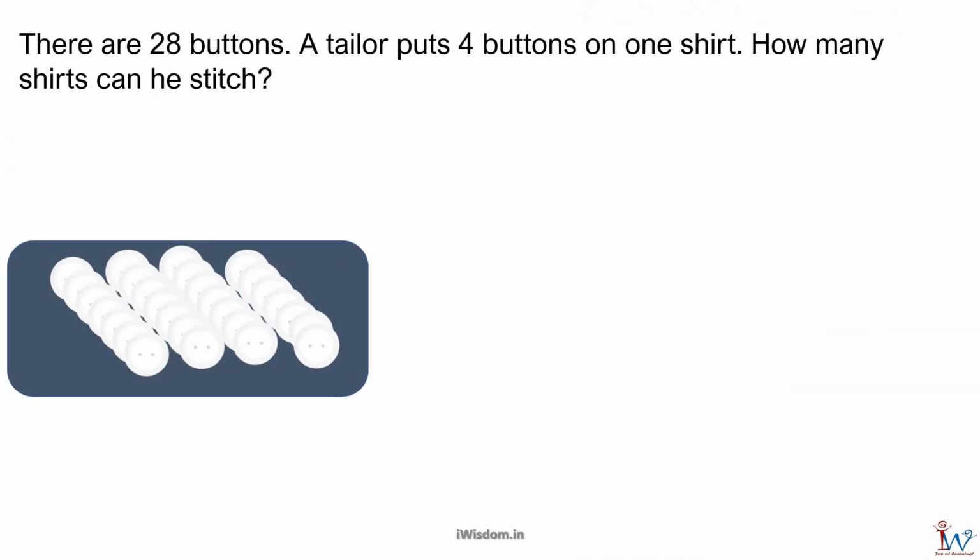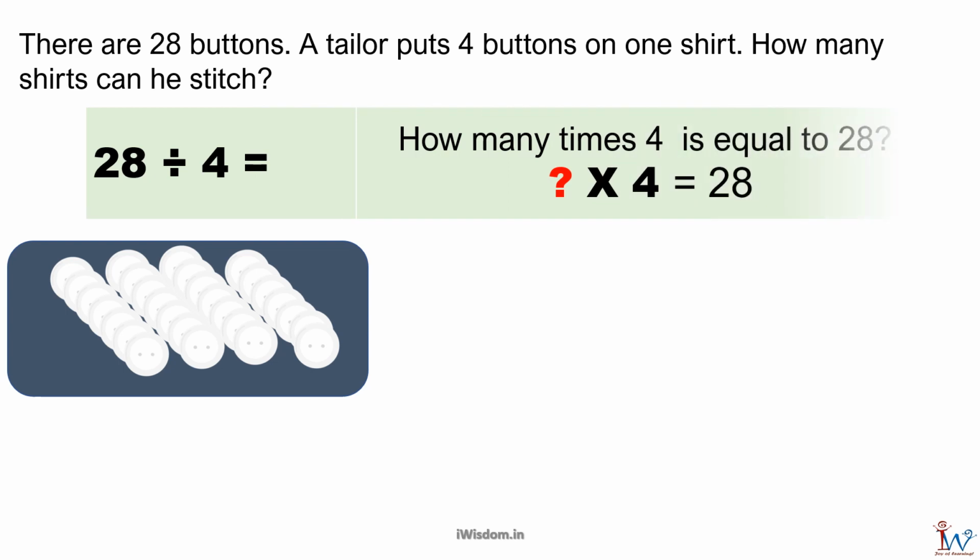Let's solve problems from the exercises. There are in total 28 buttons. If tailor puts 4 buttons per shirt, how many shirts can he stitch? We have to find how many groups of 4 can be made from 28. Group size 4 is already given. So we ask the question, how many times 4 is equal to 28?